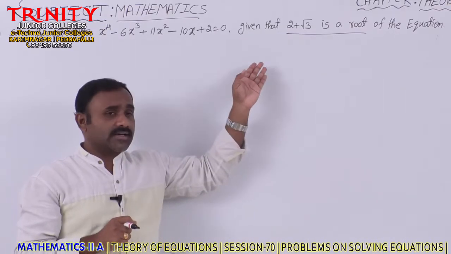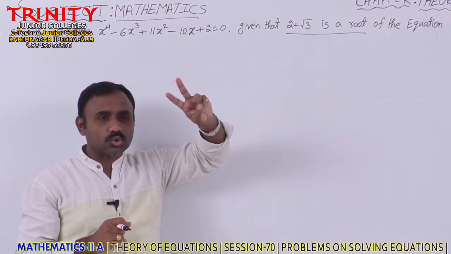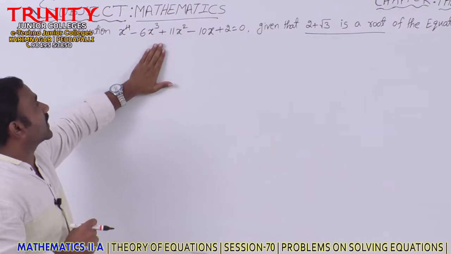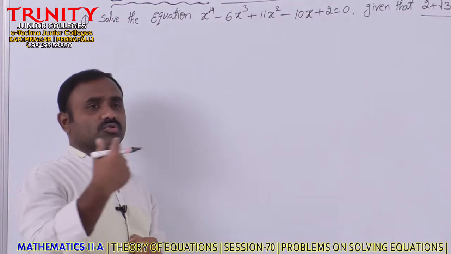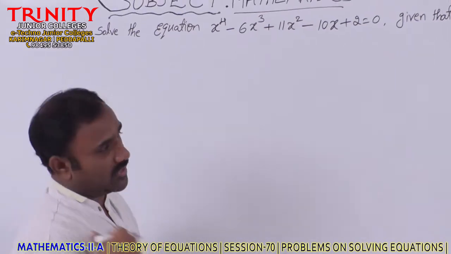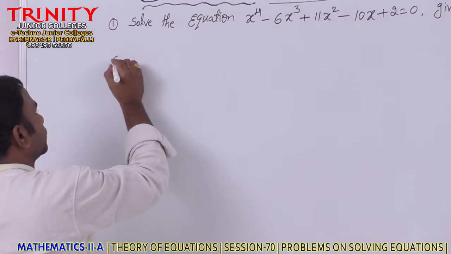Therefore, here he has not given only one root, he has given 2 roots of this biquadratic equation, means out of the 4 roots he has given 2 roots, and we have to calculate 2 more roots. Then how to calculate the 2 more roots? Now we will see the procedure.